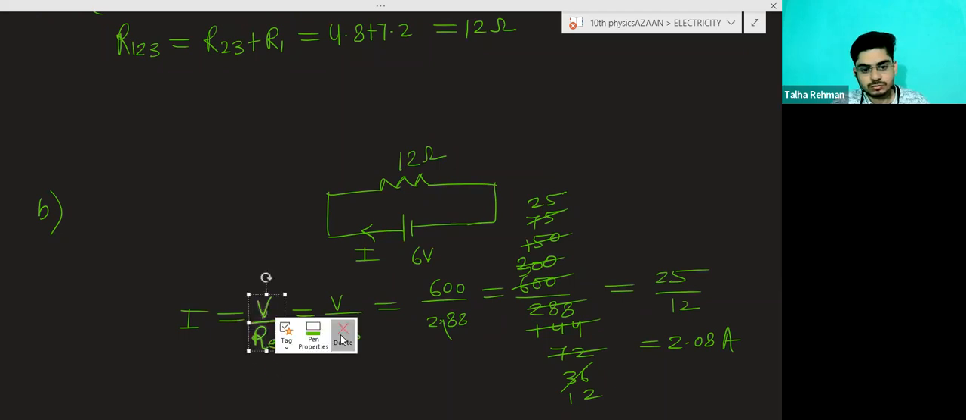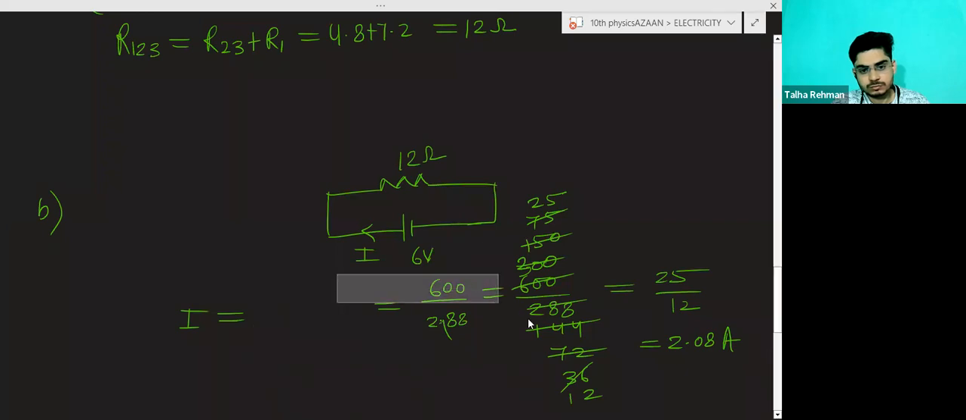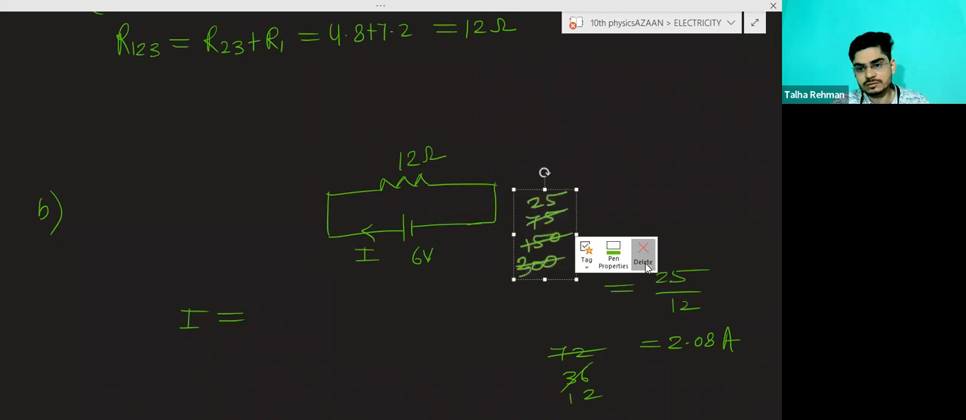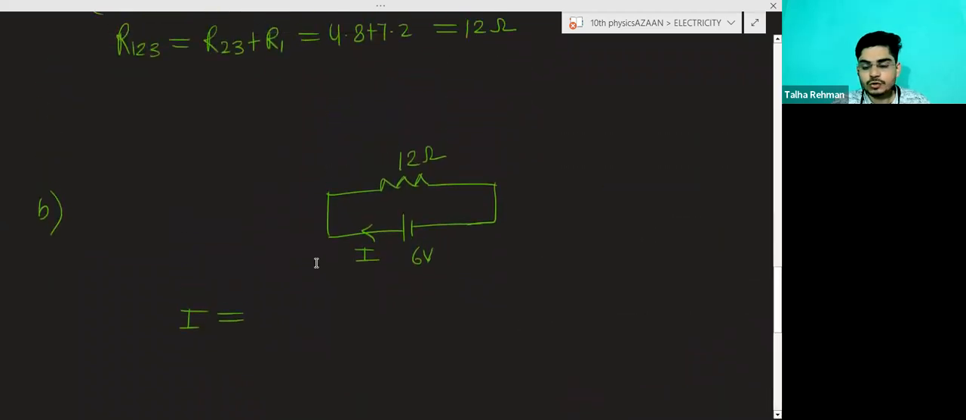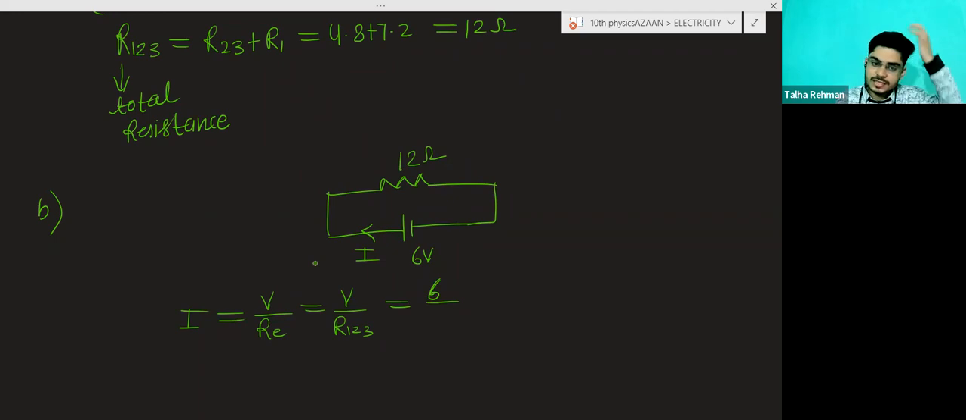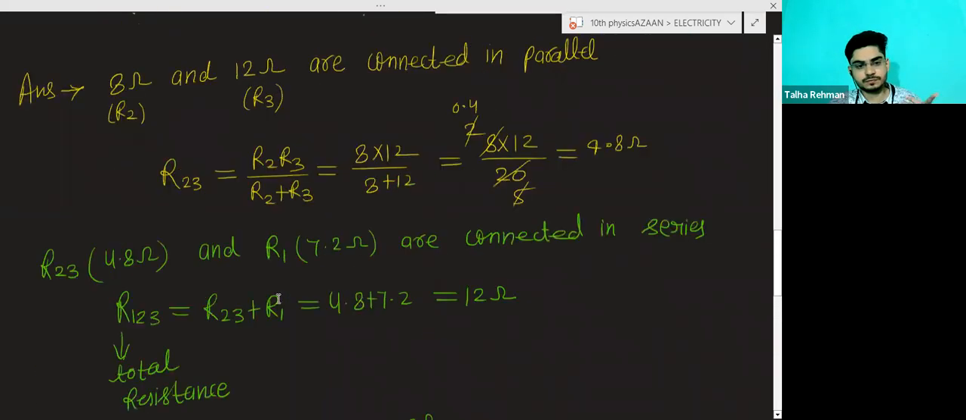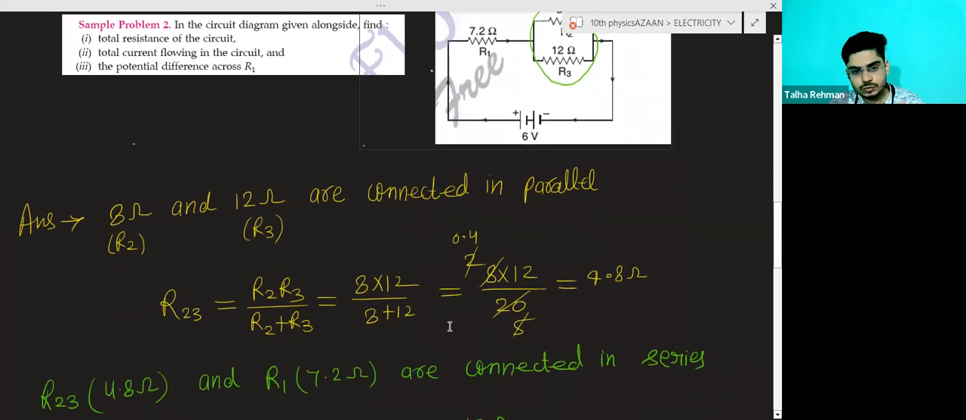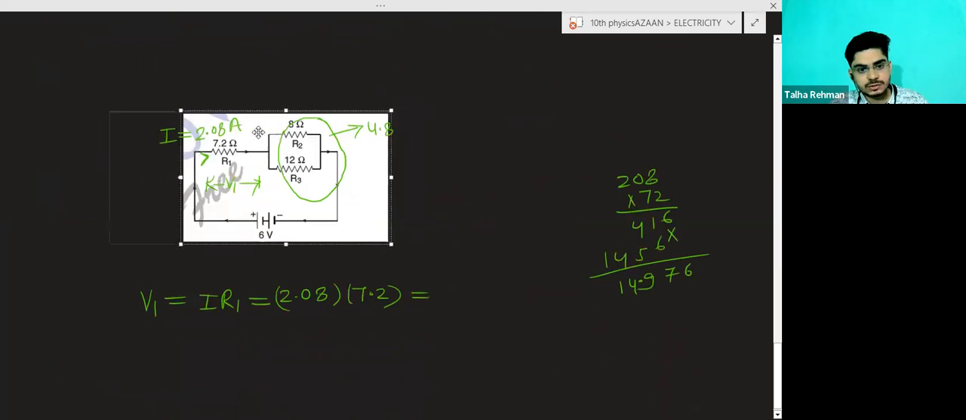We have done so much calculation. Okay. So I is equal to V by R equivalent, V by R123. R123 is the total resistance. Remember, I have represented it in terms of R123. So it will be 6 divided by 12, since I is equal to V by R and R is 12. So it will be 0.5 ampere. So the total current flowing in the circuit is 0.5 ampere. So here the current will not be the earlier value.